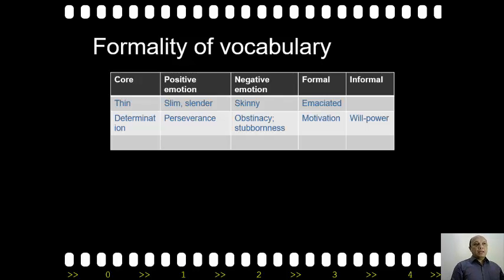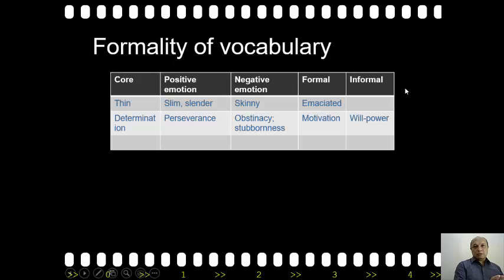Now, the first thing is formality of vocabulary. You can check it out in the textbook itself. You have here the core meaning, and then the positive emotion, and then the negative emotion, which means that if you use this, it's likely to induce positive feeling. If you use negative emotion, then you will likely trigger some negative reaction or negative emotion. And then you have a formal style, and then you have informal.